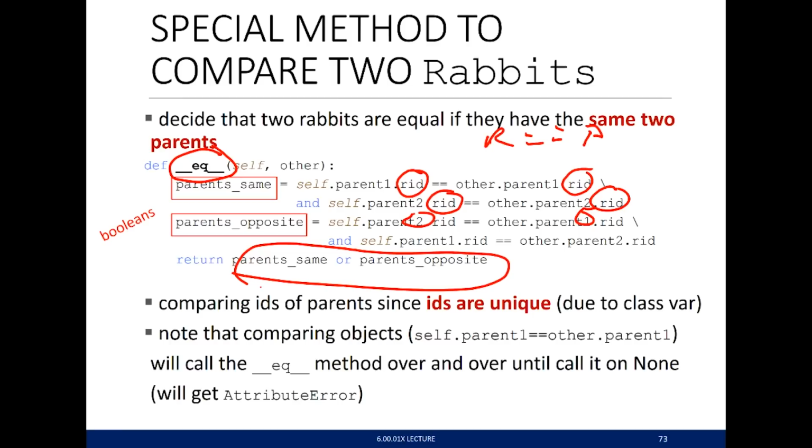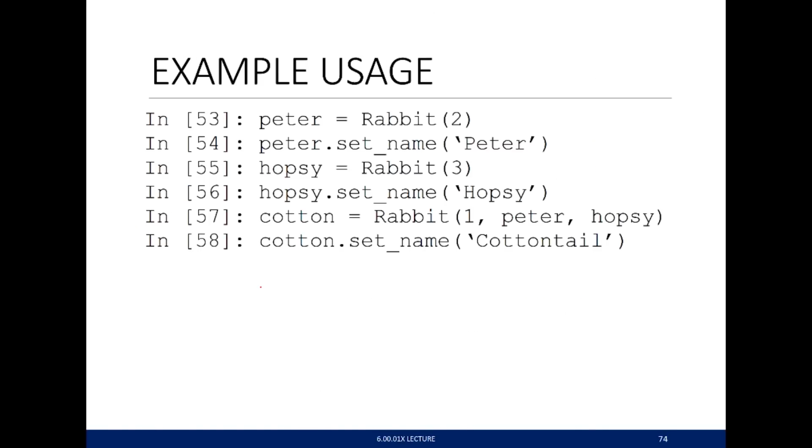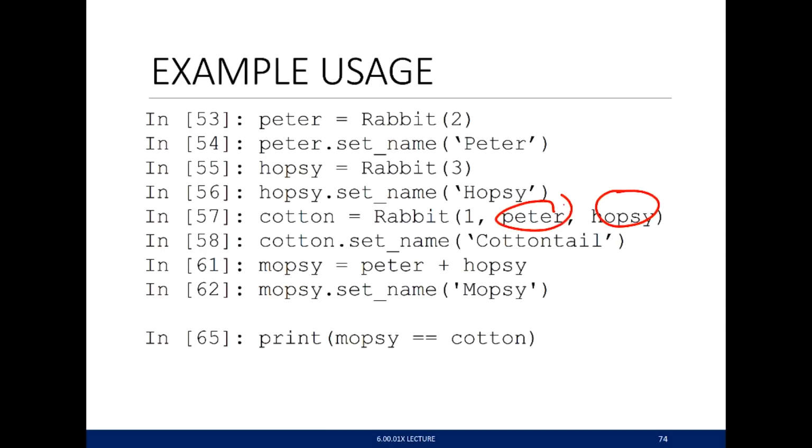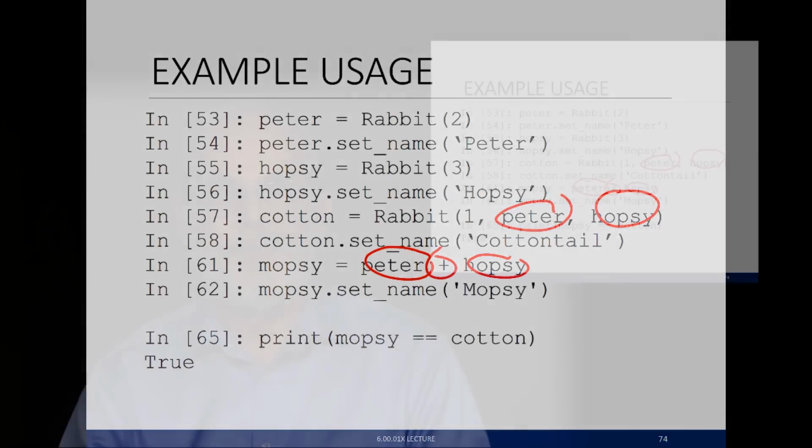And if I didn't do this, if I just said, are the instances the same, I'm actually going to get into a problem where I'm going to get down to an attribute error because I can't compare the instances directly. So this is a nice way of doing that comparison. And if I try that, I create Cotton, I create Mopsy, and I say, is Mopsy equal to Cotton? Notice Cotton had parents of Peter and Hopsy. I created that directly. Mopsy has parents of Peter and Hopsy. I created that using add. And when I do the print, it says, yes, in fact, these are the same.